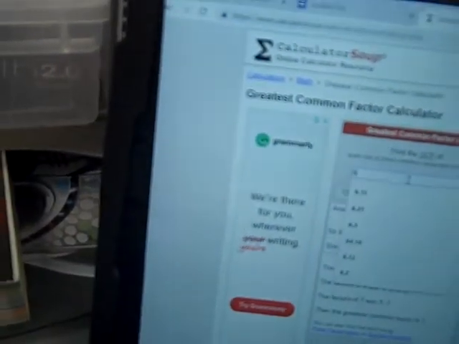So I go 6, comma 3 is 3. So I will be dividing these down by 3. Okay, 6 divided by 3 is 2x. 3 divided by 3 is 1. Okay. Now, 6 and 10, 6 comma 10, I got 2. So I can divide these by 2. So that gives me 3x plus 5.